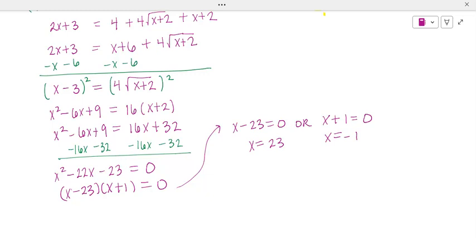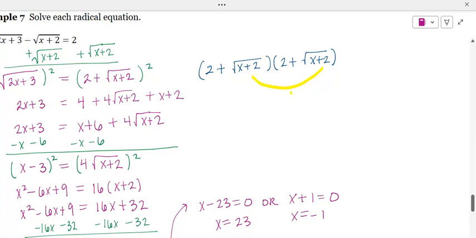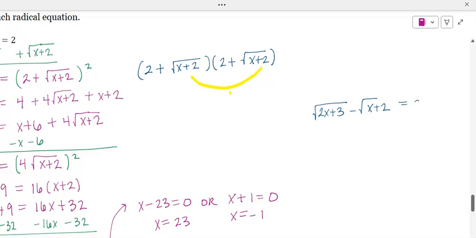Before we decide if these are our answers, we have to go back and check with the original. So let's copy the original down over here. It was the square root of 2x plus 3 minus the square root of x plus 2 equals 2. We're going to check our answers.